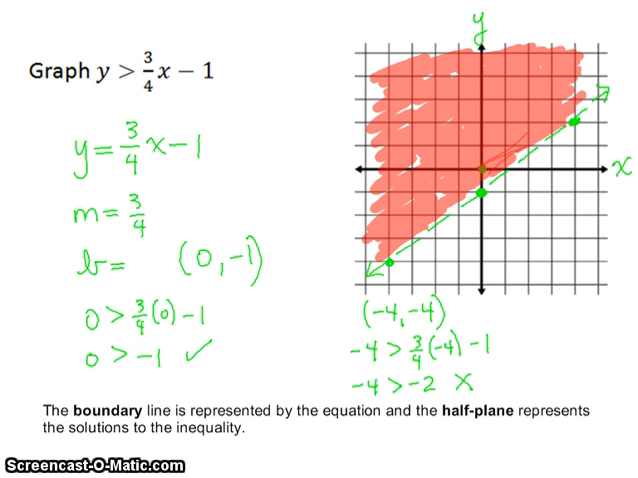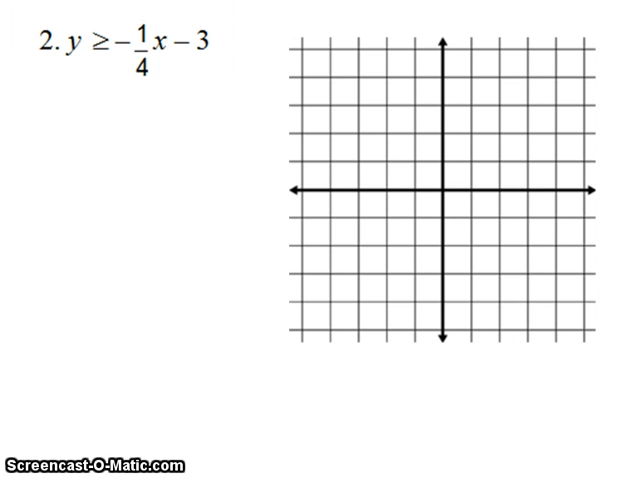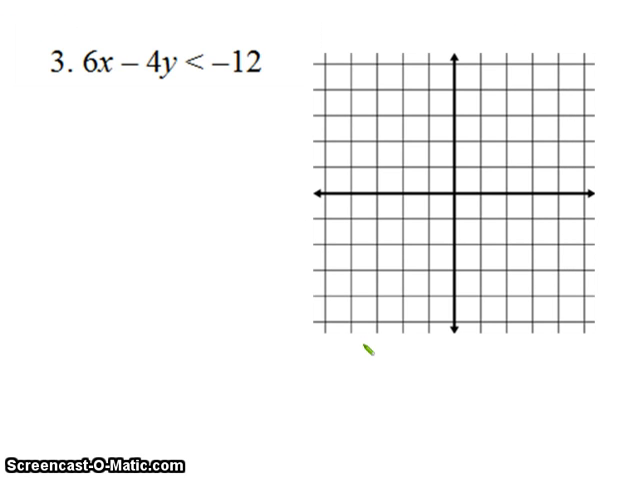So now I'd like you to try the remaining problems on the note sheet. So you have one application problem, and then you have two problems to try. Remember, on this one it's in standard form. You might be able to divide by some number to make it a little bit easier.